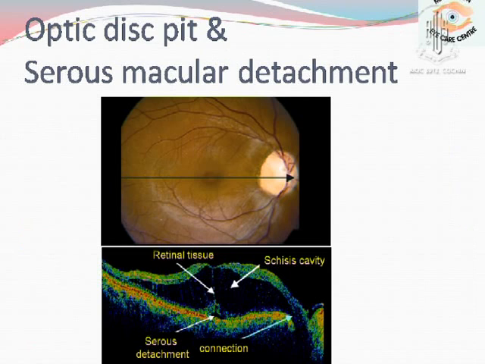Another case where we can see an optic disc pit. So we do an OCT scan, we find out that there is a schisis cavity and there is a connection of the serous detachment with that of the optic disc pit. So this is a case of optic disc pit with serous macular detachment.